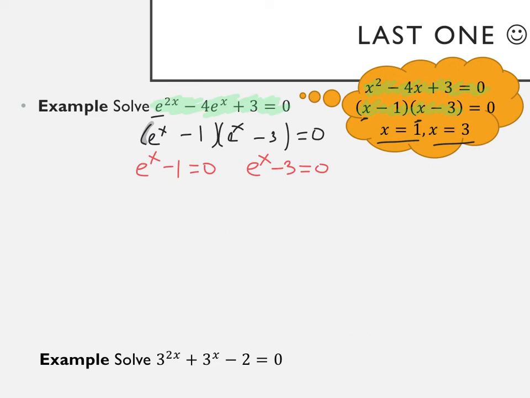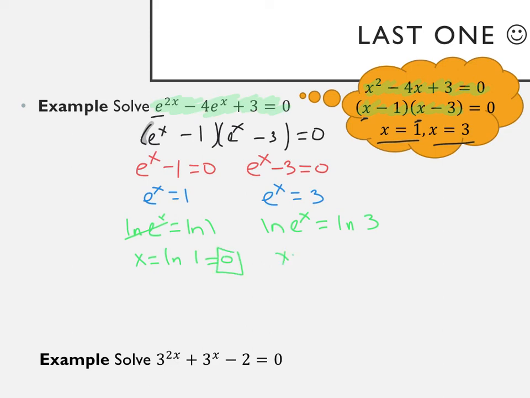When we add 1, we have e to the x equals 1. And in the other equation, when we add 3, we have e to the x equals 3. Now, what has base e again? Natural log. So we know we'll have natural log of e to the x equals natural log of 1, and natural log of e to the x equals natural log of 3. So we'll have x equals the natural log of 1, which hopefully you remember from last time to be 0.